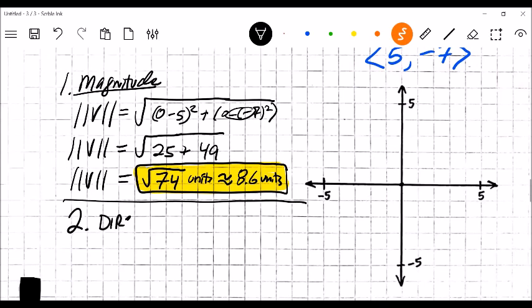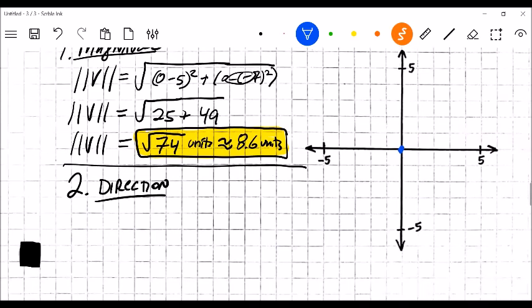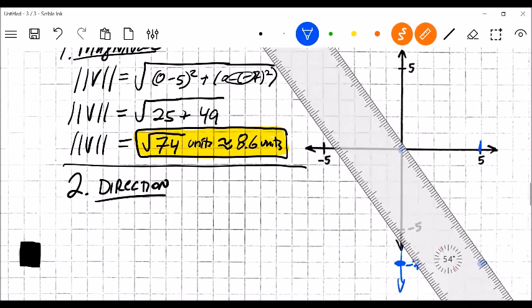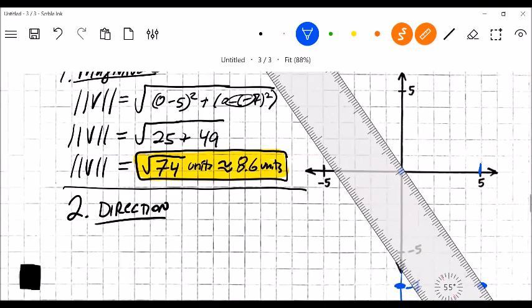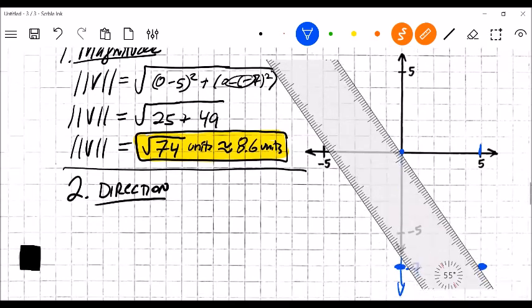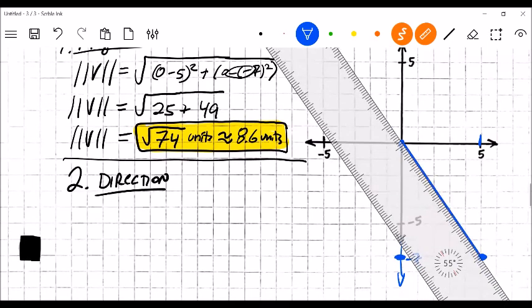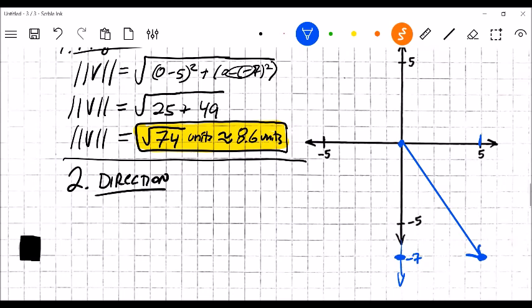Second, let's find the direction. And for the direction, it's going to help us a great deal to actually graph it. So 5 is over here, and -7 is down about here. So let's come over, find that point, and I'm going to draw this line to it, and have the arrow showing its array going from 0, 0, starting at 0, 0, going towards that point.